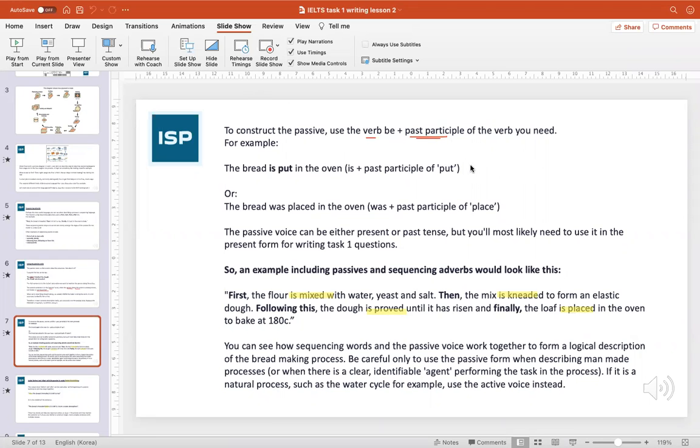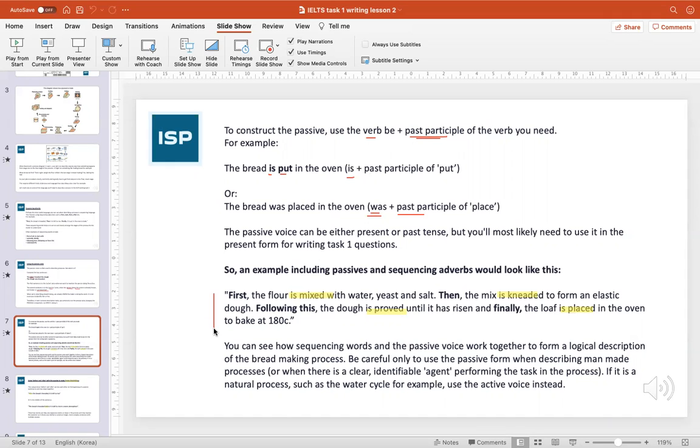So the bread is put in the oven. The bread is eaten by the boy, right? Now, that's simply the passive, okay? Is plus a past participle. Or if it's in the past, it could be was plus a past participle, right? It doesn't have to be present tense. It could also be past tense. But the point is, it's the be verb plus another verb, past participle form.